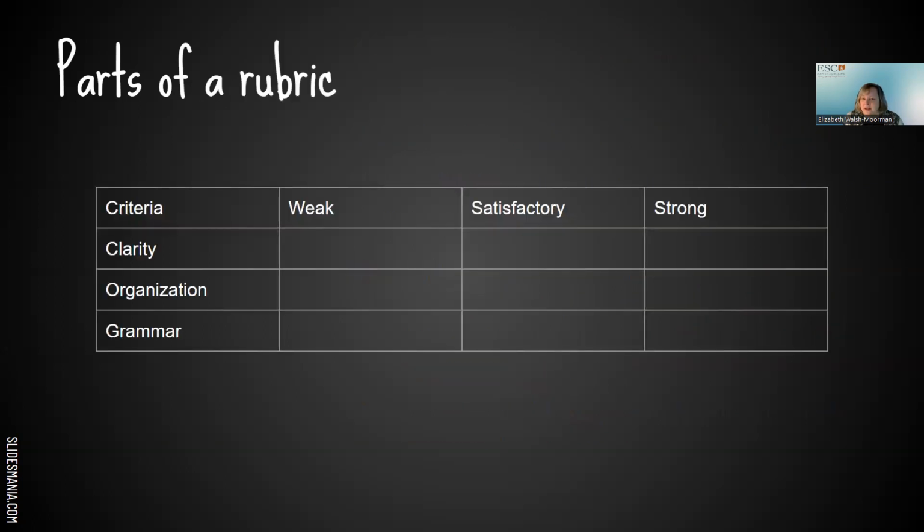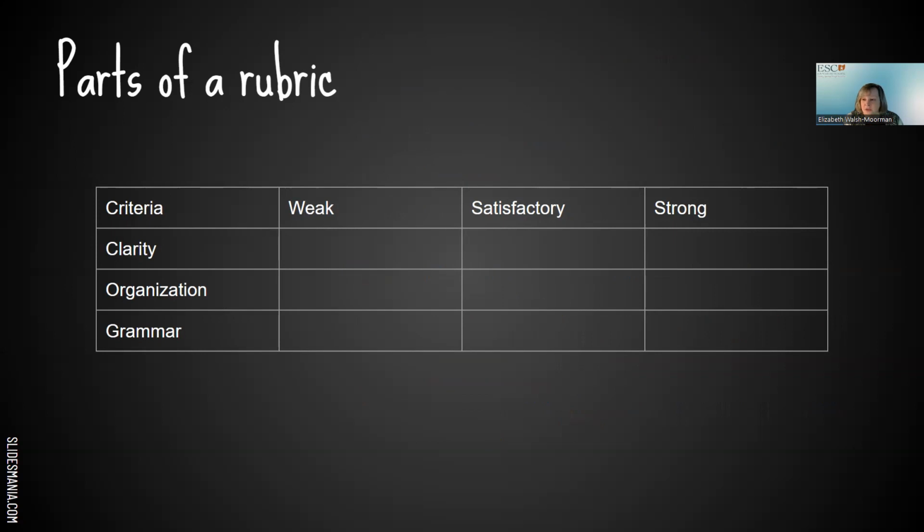So once I've decided on my criteria, and I might go 3 to 6, I would not probably have more than 6. I even think 6 might be overwhelming. And I decide what my performance levels are. My rubric then can really sort of write itself, right?